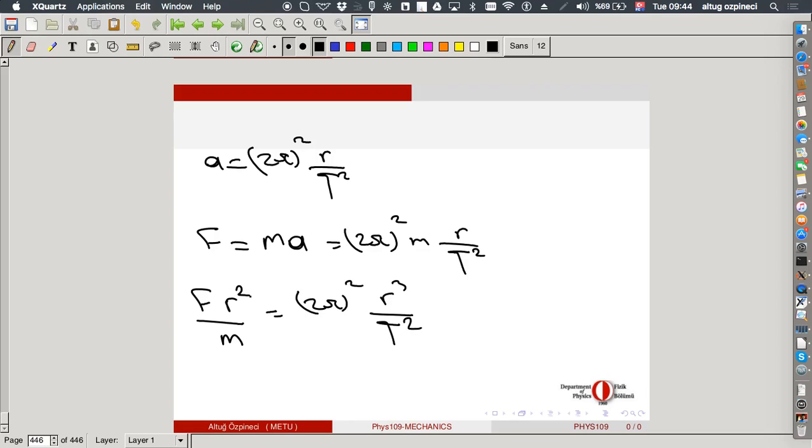But Kepler's third law tells us that this r cubed over T squared is just a constant. It's the same for all the planets in the solar system. 4 pi squared is also just a constant. It's the same for all the planets. So from Kepler's third law, we can just conclude that this is a constant for all planets in the solar system.